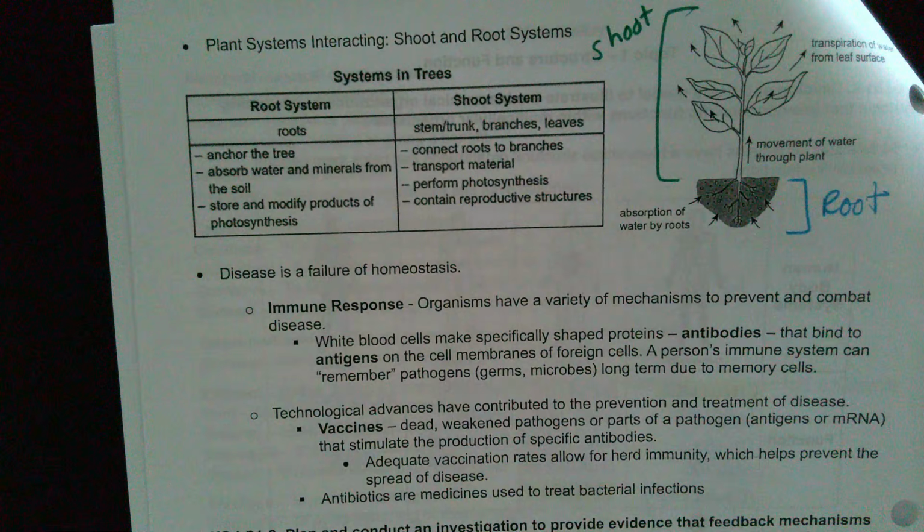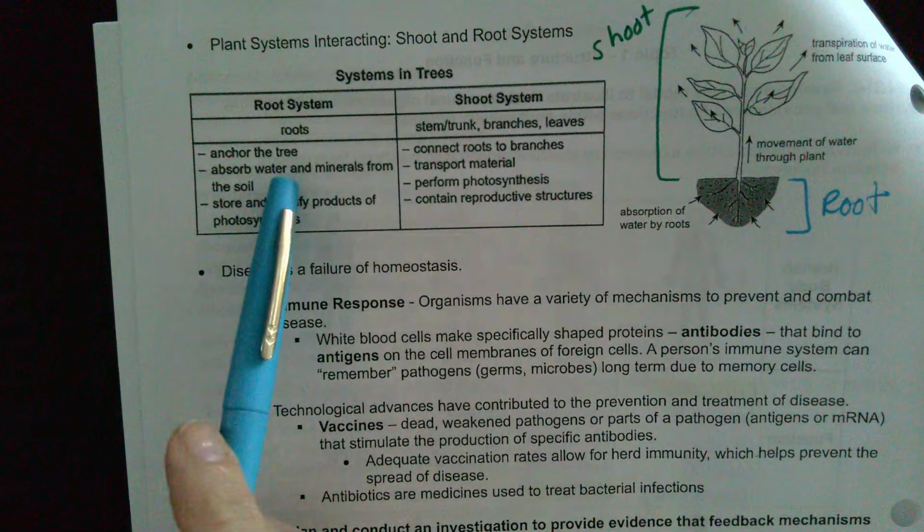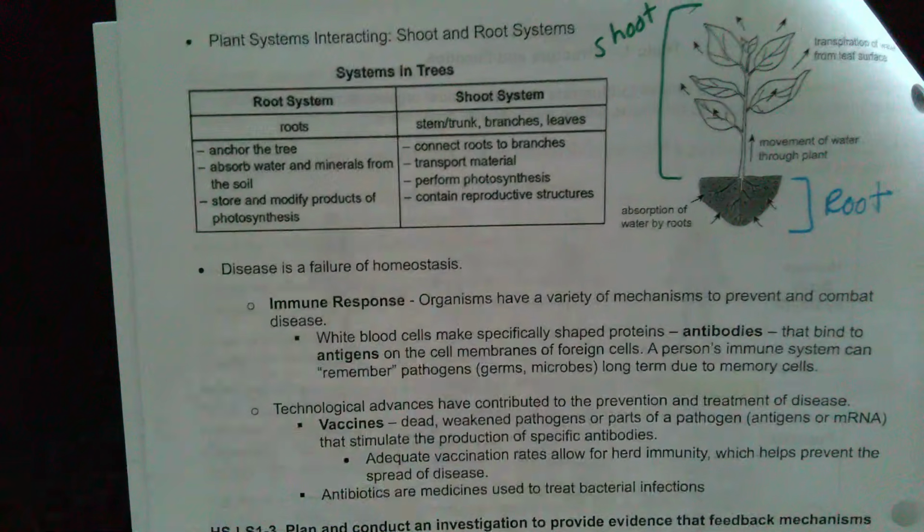From what I've seen on the test so far, if they're going to give you something like this, they're going to provide you with all of the evidence that you need, so you don't really have to go looking. It might ask you how two systems interact. You've got to make sure that you take from the root side and you take from the shoot side and you write in a sentence how they are interacting.